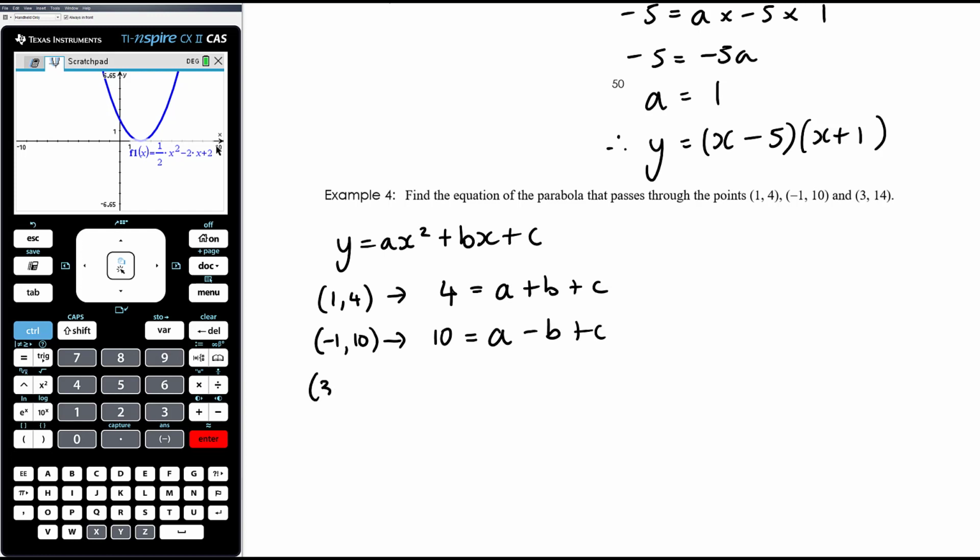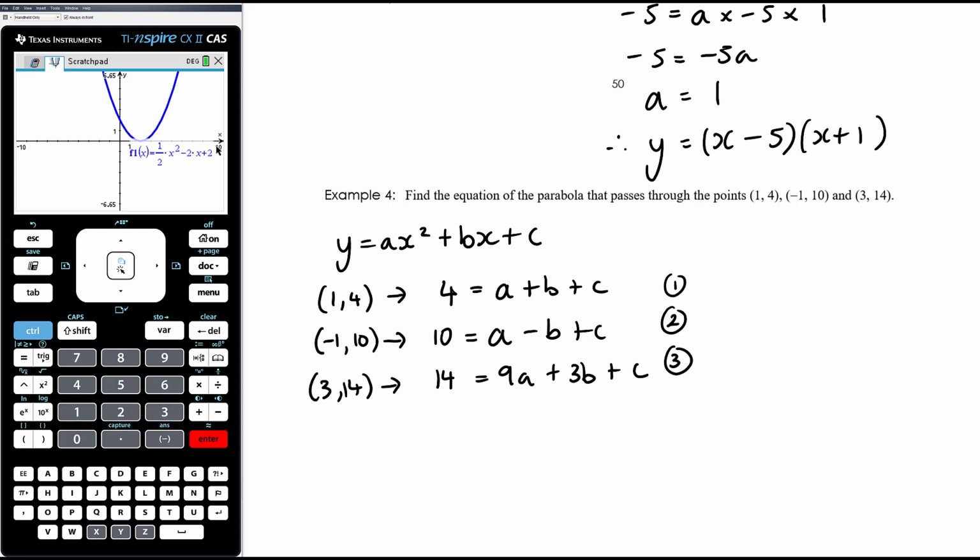And (3, 14), when x equals 3, y equals 14. So 3 squared is 9, so it's 9a plus 3b plus c. And we've got 3 equations in 3 unknowns that we're going to solve simultaneously. Now, as I said, it's possible to do this by hand, it's just time consuming. You just have to deal with 2 equations at a time.